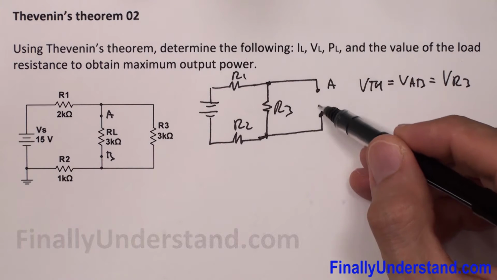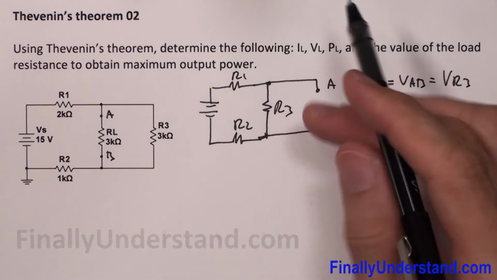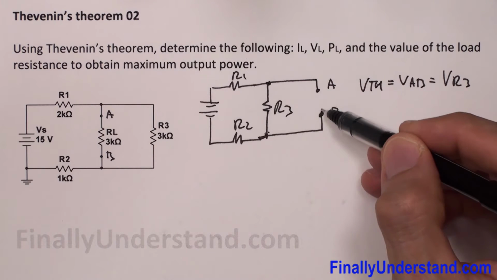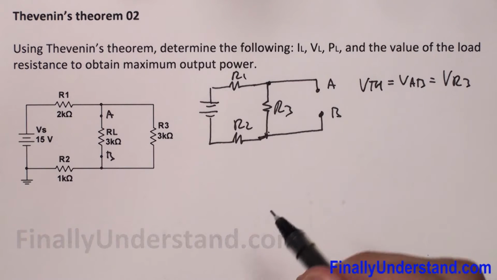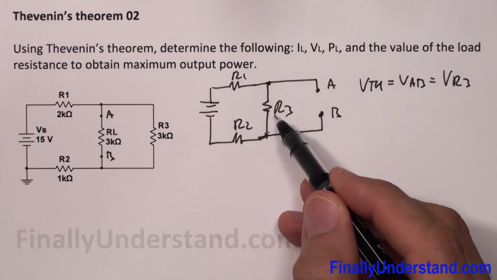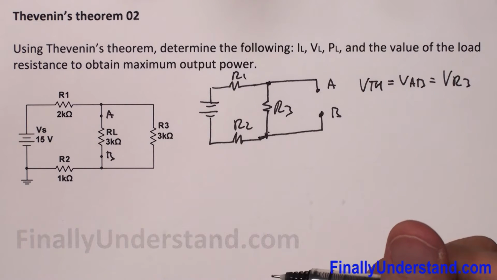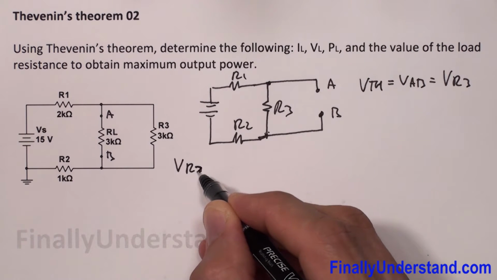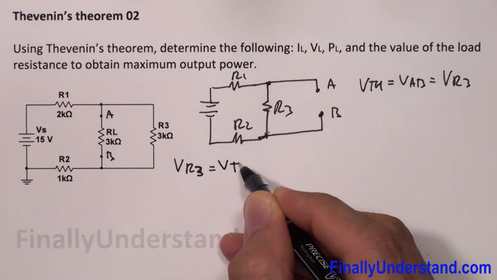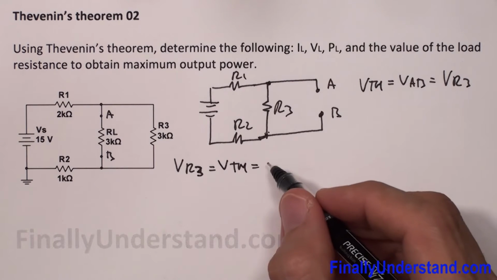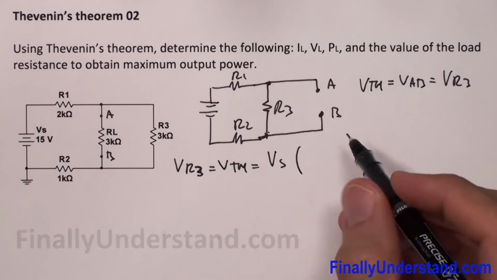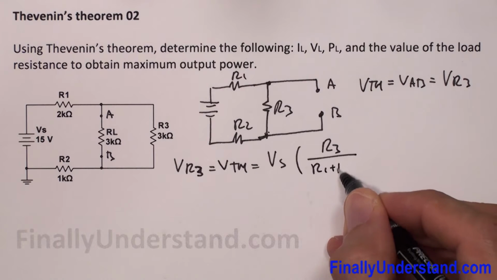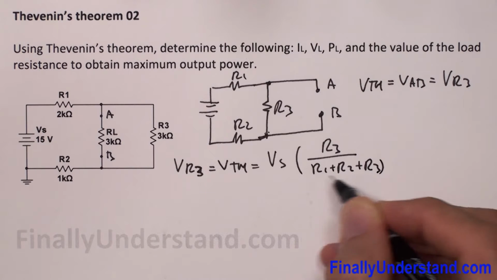Why? Because these 2 points are connected directly across this resistor, so we're going to simply measure between these 2 points the voltage across resistor R3. In order to find the voltage across resistor R3, I'm going to use the voltage division law, which says VR3, which is equal in our case to VTH, is equal to the voltage source times R3 over R1 plus R2 plus R3.